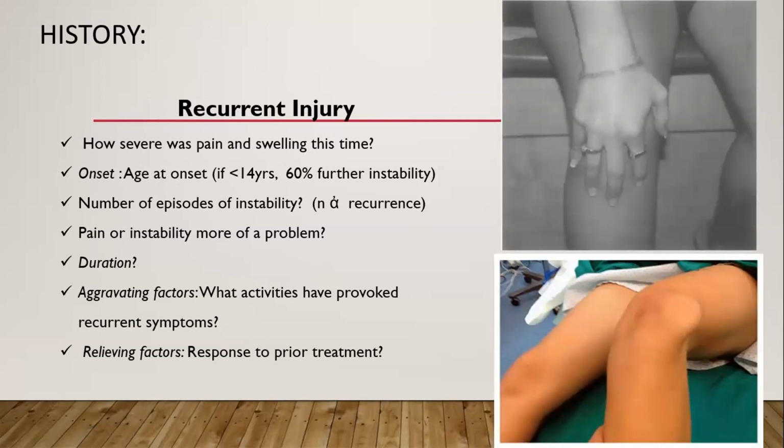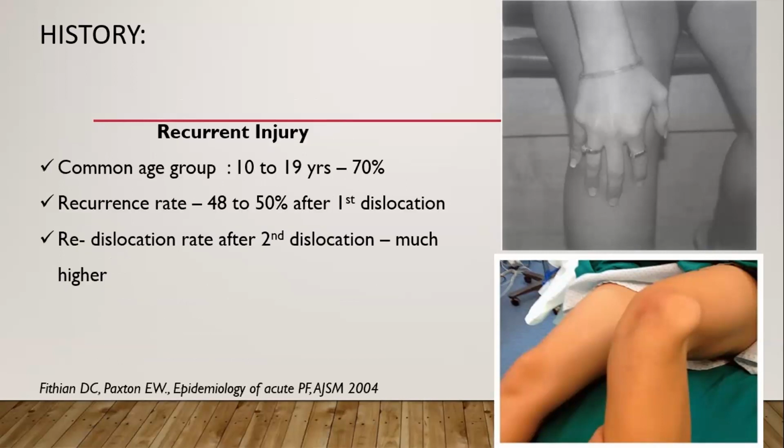because if the age of initial onset of dislocation is less than 14 years, then the chances of further instability increase by 60%. And also we should ask for the number of episodes of instability, which also increases the rate of recurrence. Pain and instability, which is more of a problem? We have to ask the patient which one is disabling him more, and also ask for the duration of the disease. And we have to ask for the aggravating factors, whether it is dislocating habitually or with any particular movements, and also relieving factors to be noted down.